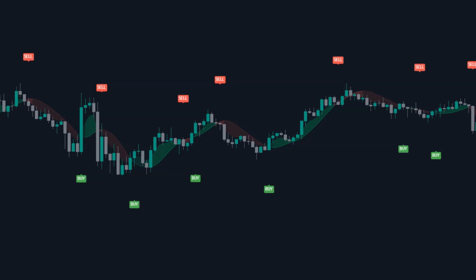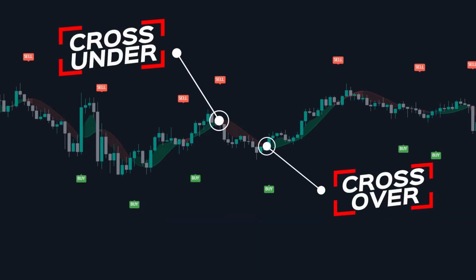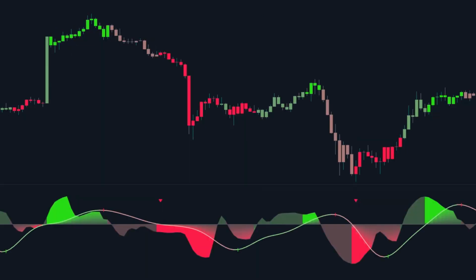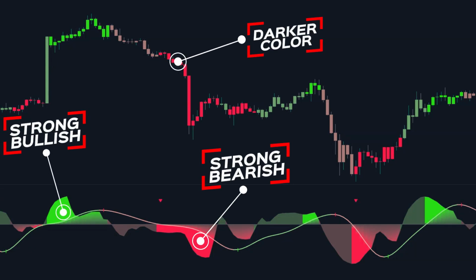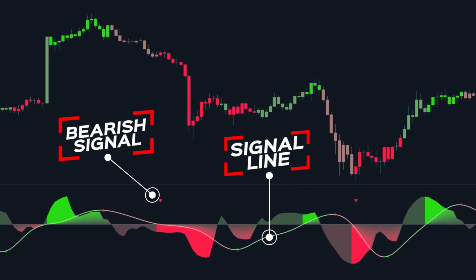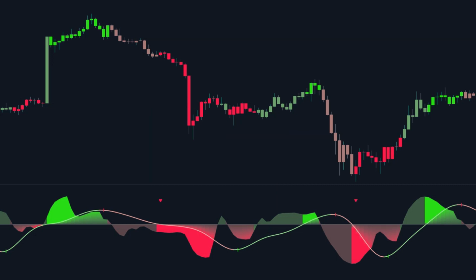This indicator gives us a clear visual of price trends and provides buy and sell signals when the price crosses over or under the whole moving average. Next, we have the Shadow Range Index. It's all about momentum, folks. Darker colors indicate stronger trends, while the signal line and triangles offer additional insights for entry and exit points.